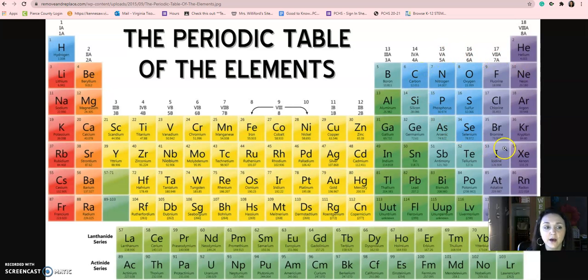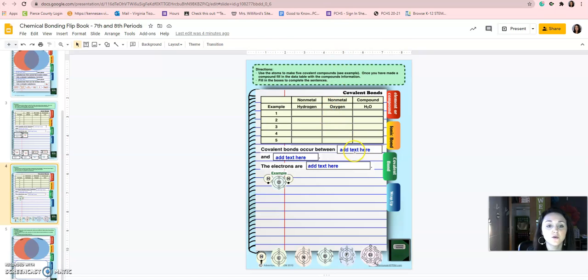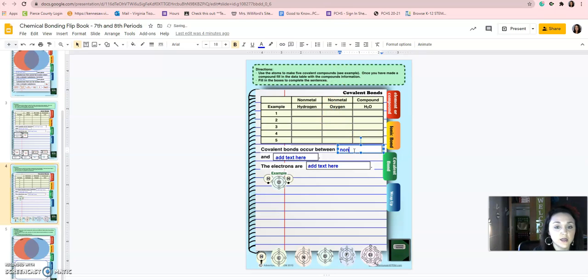Now, remember we said covalent bonds are just between nonmetals. They are all alike. Nonmetals are like nonmetals. So since they are all alike, they don't transfer their electrons, they share them. Just like you share things with people who are more like you, they share things with covalent bonds because they are all the same type of element. They're all nonmetals. So covalent bonds occur between nonmetals and nonmetals, and they share their electrons.